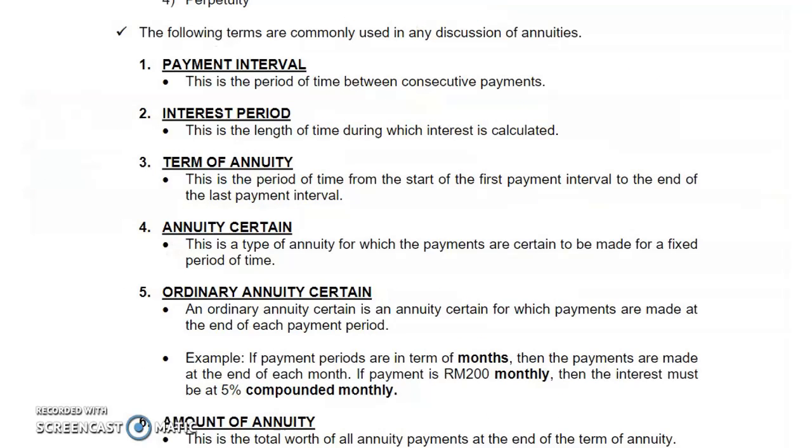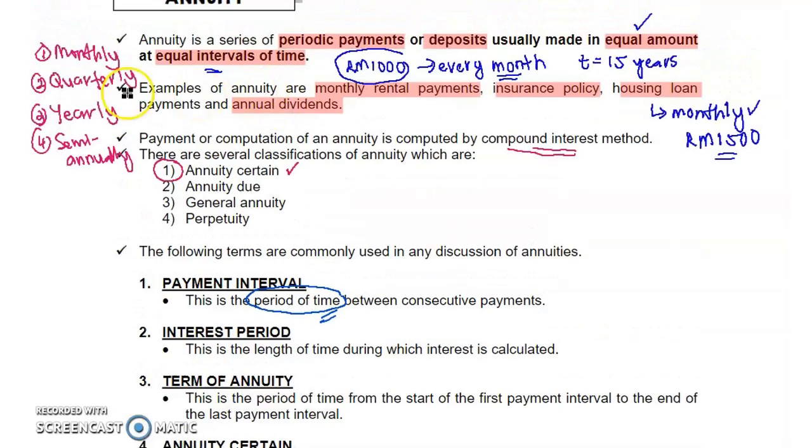First, we have the payment interval. What is the payment interval? This is the period of time between consecutive payments. The keyword here is time. It means that it is based on a monthly, quarterly, yearly or annual, or semi-annual basis.